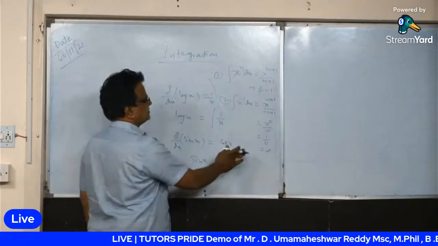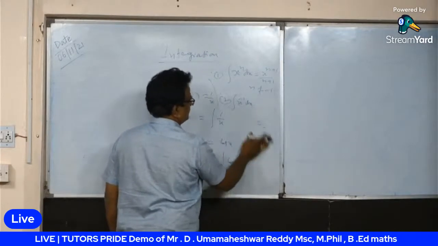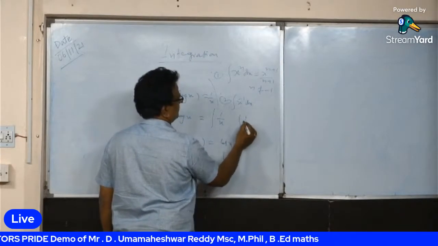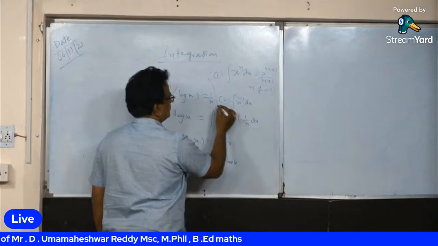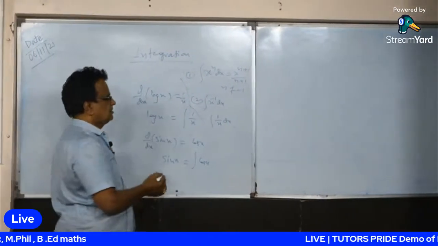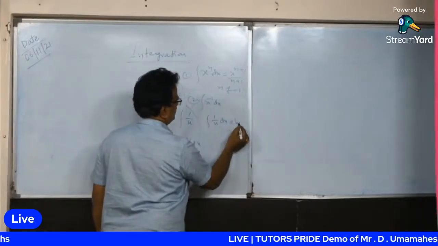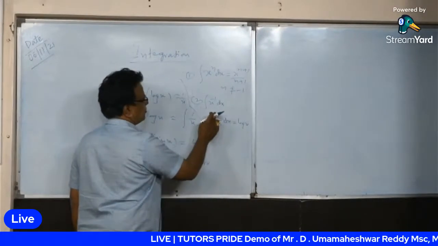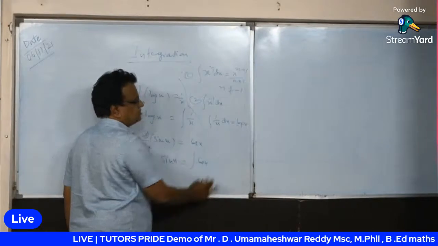Then what happens here? X power minus 1 becomes 1 by x. Integration of 1 by x, you have already seen, is log x. So, when n is minus 1, x power minus 1 becomes 1 by x, and its integration is log x.